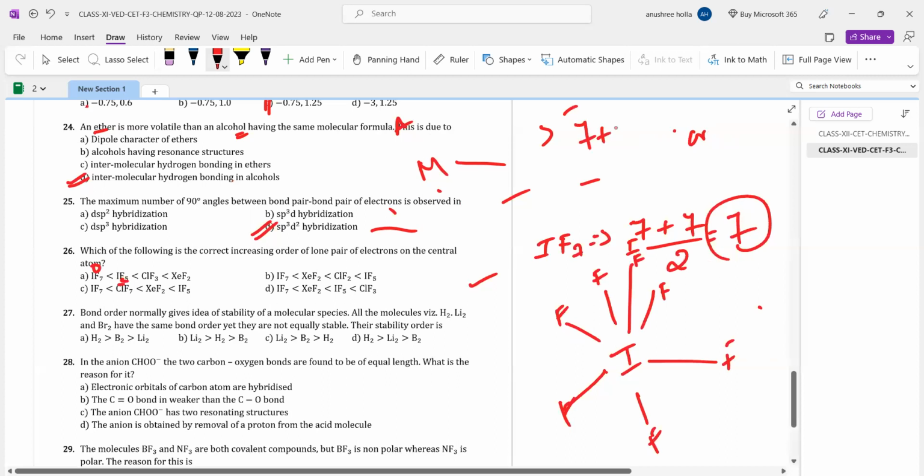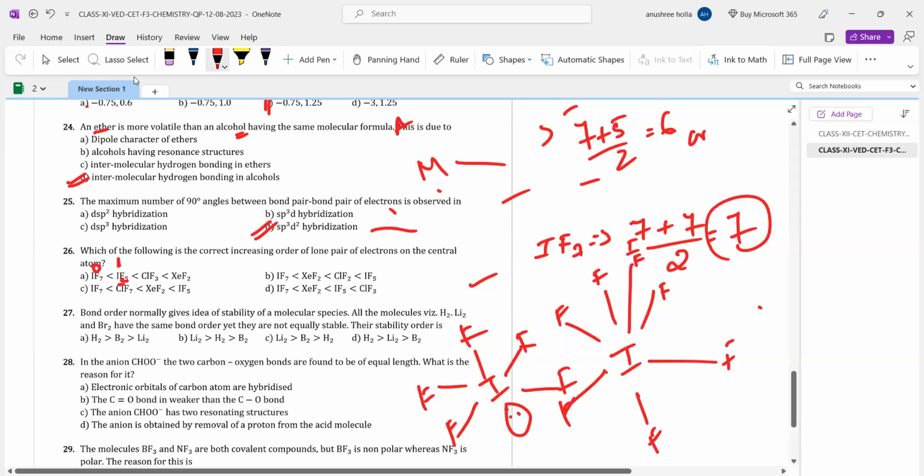7 plus number of monovalent atoms 5, by 2, 12 by 2, that means 6. So it is sp3d2 octahedral. So it should be like this, IF5, right? Octahedral. 1, 2, 3, 4, 5. So that means 5 valence electrons it has used. How many valence electrons do we have in iodine? 7. So another 2 electrons are acting as a lone pair. So we have 1 lone pair in IF5.